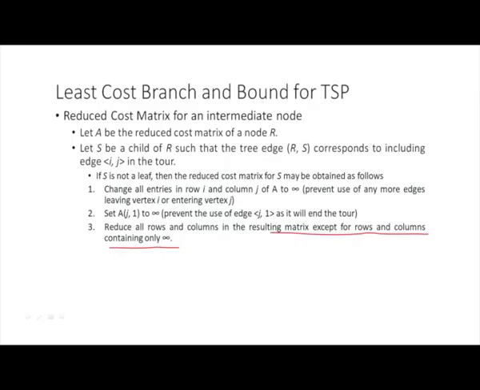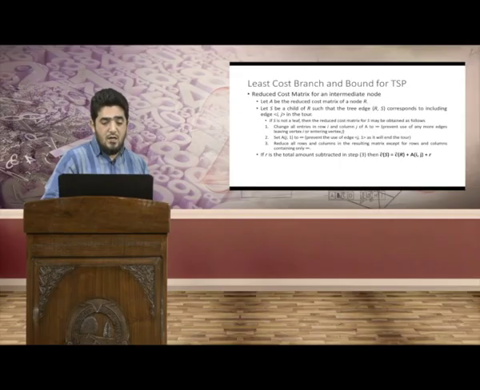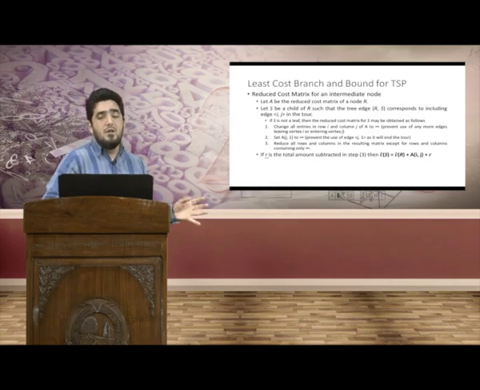This will be more clear in the example that we will be working out in a couple of moments. So this case we are considering for S, where S is not a leaf node. Now, as I said earlier, we will have to remember the total amount that we removed from a matrix while we are reducing its rows and columns, and let's suppose that R is that total amount which has been subtracted in step number 3.